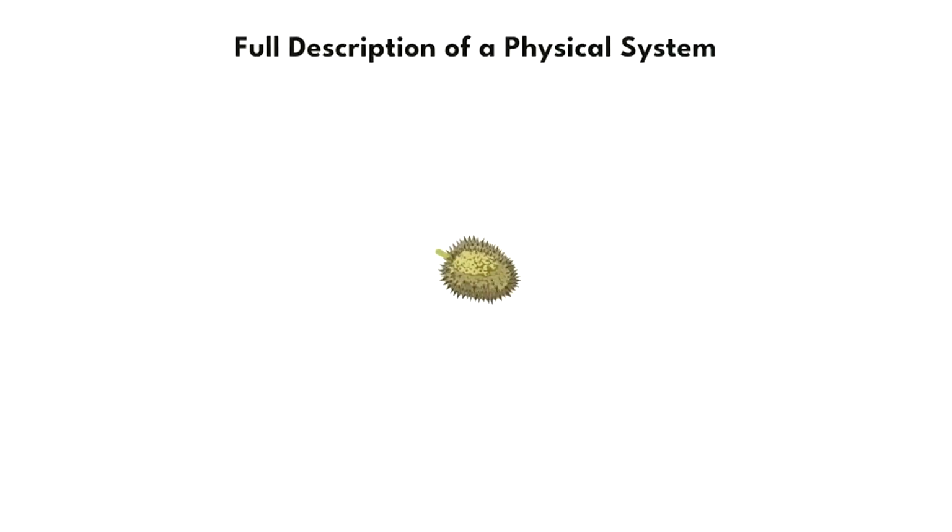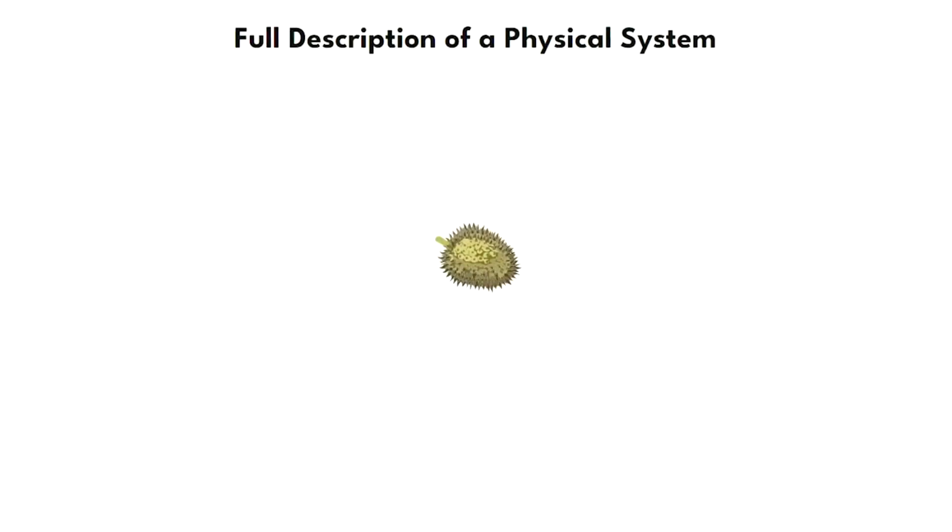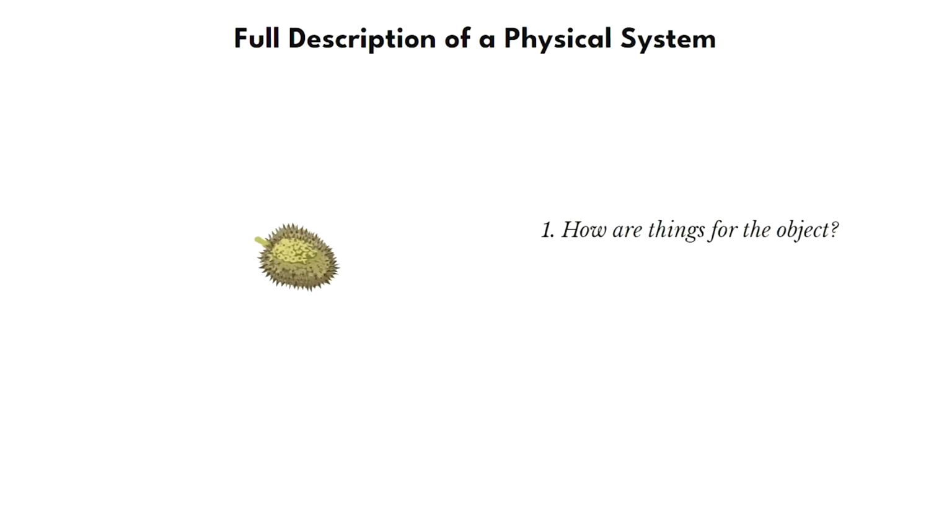To answer that, let's look at how we describe a normal physical system. Forget everything about quantum, and let's look at a classical physical system. Take a durian, for example. You can define properties of the object, like how far the durian is from the ground, and how fast it is moving upwards.